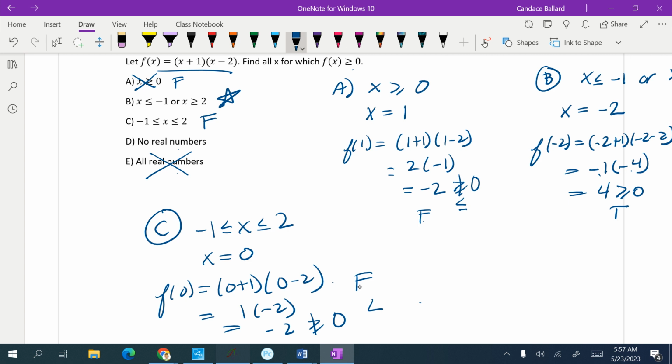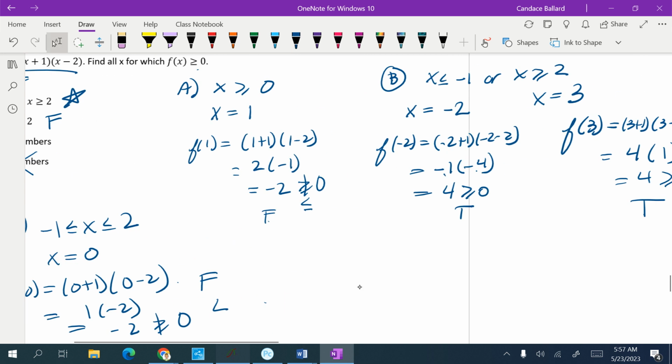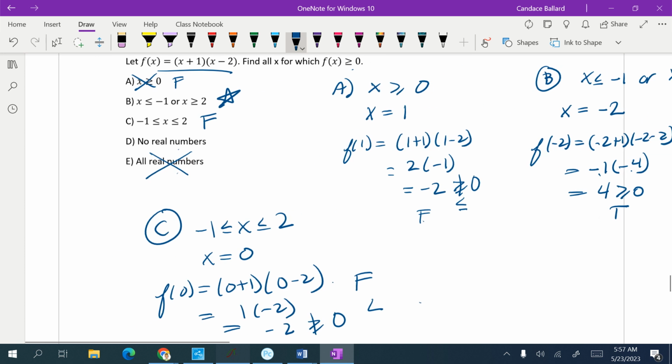And then we've proven that it works for some numbers. We know it works for negative 2 and 3. So it can't be no real numbers. It has to be answer choice B.